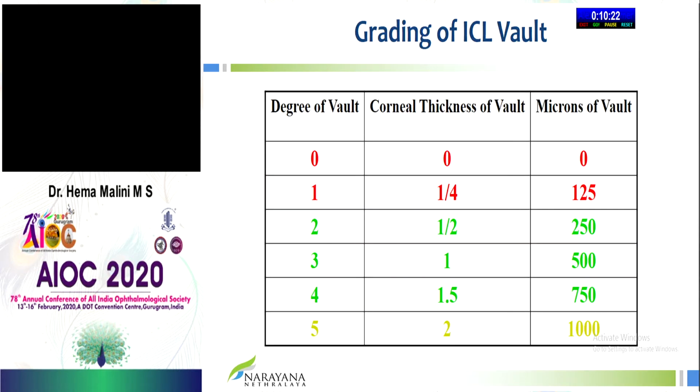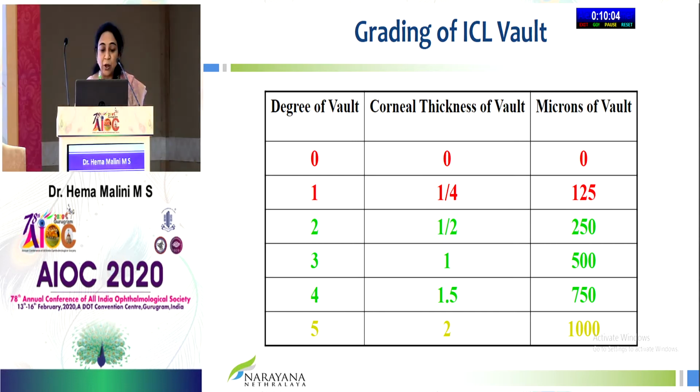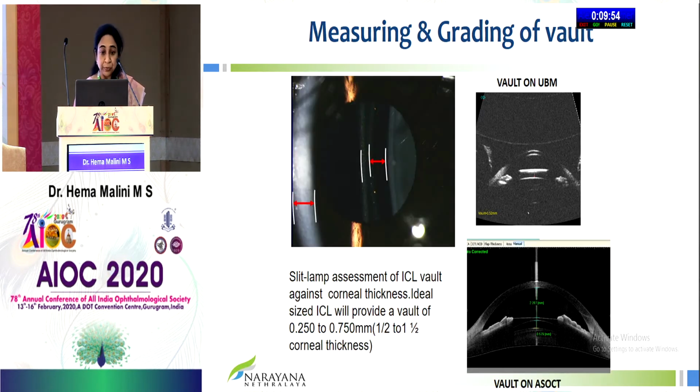So how do you grade this vault? On slit lamp, you can qualitatively grade this vault by comparing the slit beam width between the ICL and the crystalline lens against the corneal thickness. A normal corneal thickness is taken as about 500 microns. So you give a grading of 1 if it is about 500 microns, 1 corneal thickness, or half corneal thickness if it's about 250 microns, and so on and so forth. You can also quantitatively measure this vault. You can do this either on the UBM or on the ASOCT.